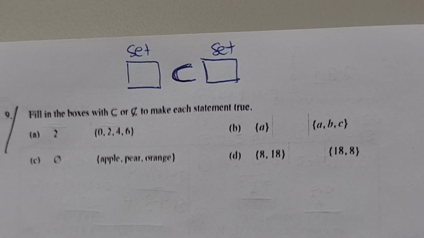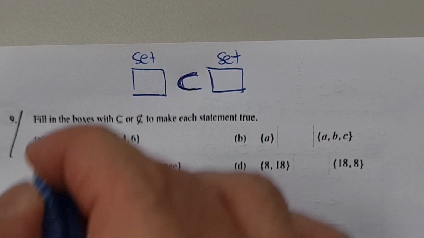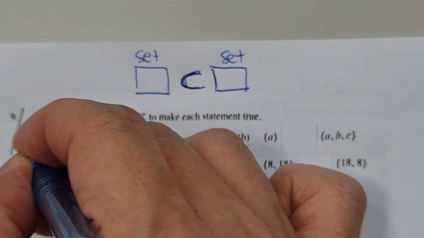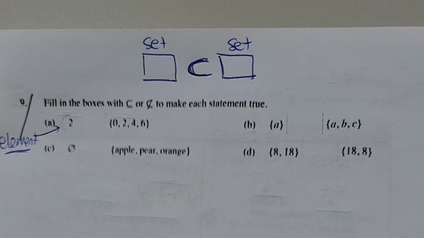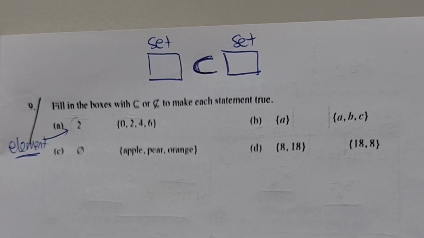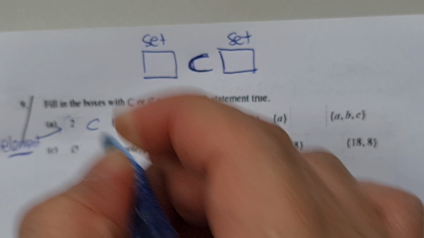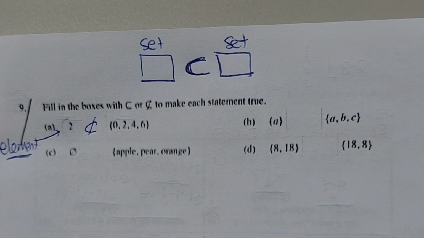Okay, so now in this case, the very first question, I'm going to just go through because this is not even a set anymore. This is an element. So first of all, this is wrong. The wrong format. Therefore, this is definitely not a proper subset.